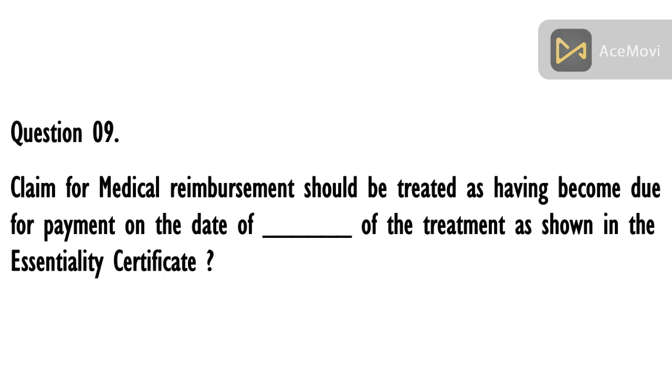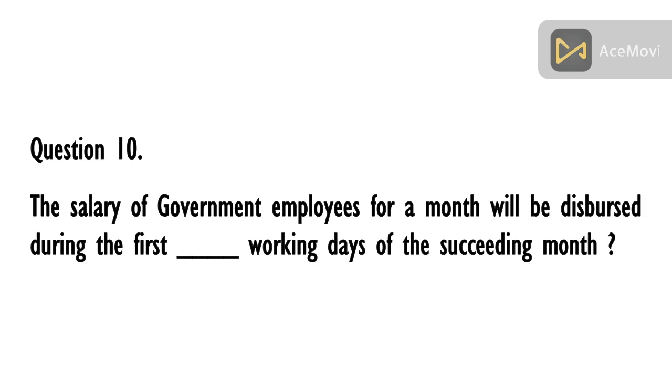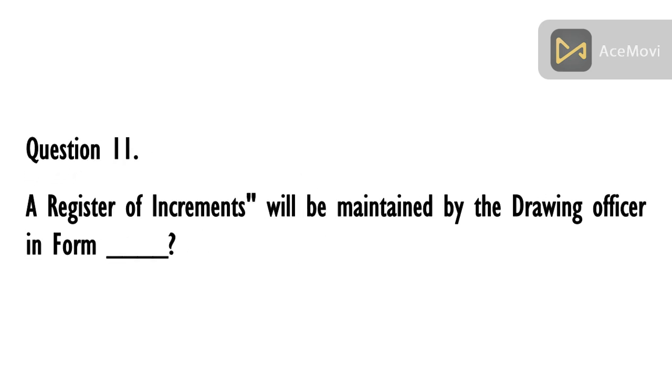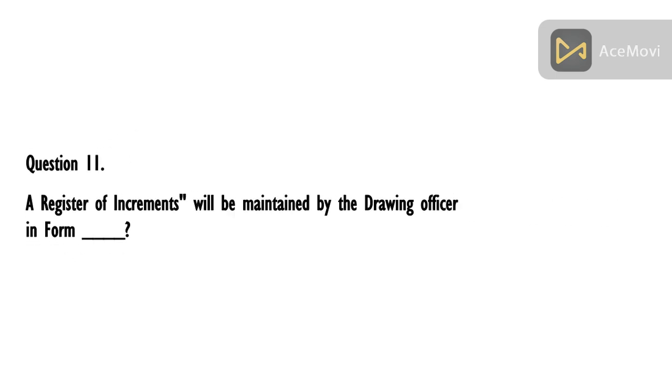Question 9. Claim for medical reimbursement should be treated as having become due for payment on the date of the treatment as shown in the essentiality certificate. Answer completion. Question 10. The salary of government employees for a month will be disbursed during the first of which working days of the succeeding month? Answer 3. Question 11. A register of increments will be maintained by the drawing officer in which form?